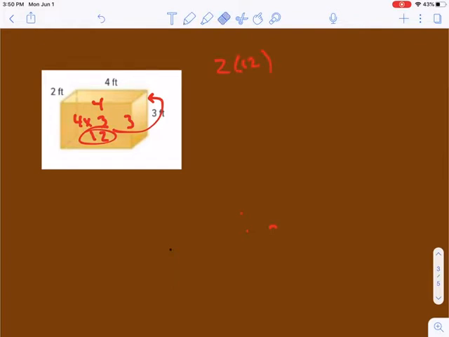Okay, next, let's do the top and the bottom. All right, so the top and the bottom are going to be the same because it's a box, and they're both 4 by 2. So if the top is 8, right, the bottom's 8. So you have two that are at 8. And I got 8 because 4 times 2 gives you 8. 4 was here and the 2 is here.